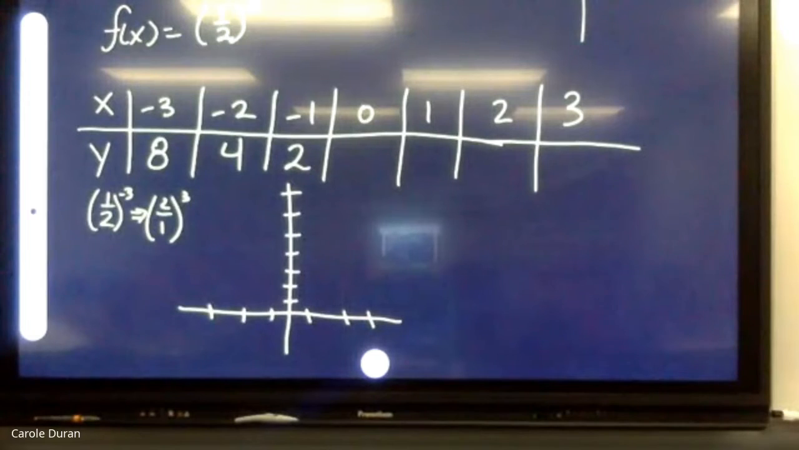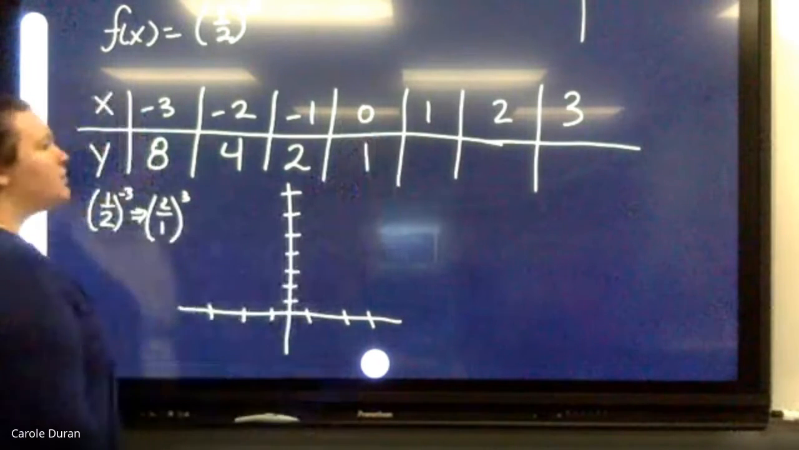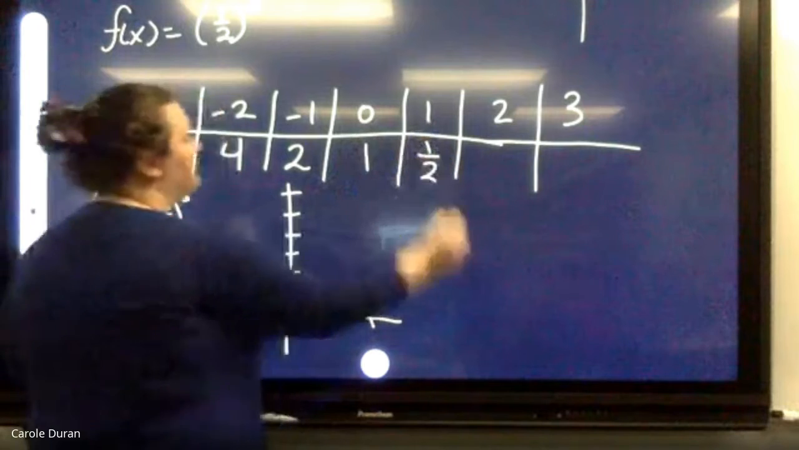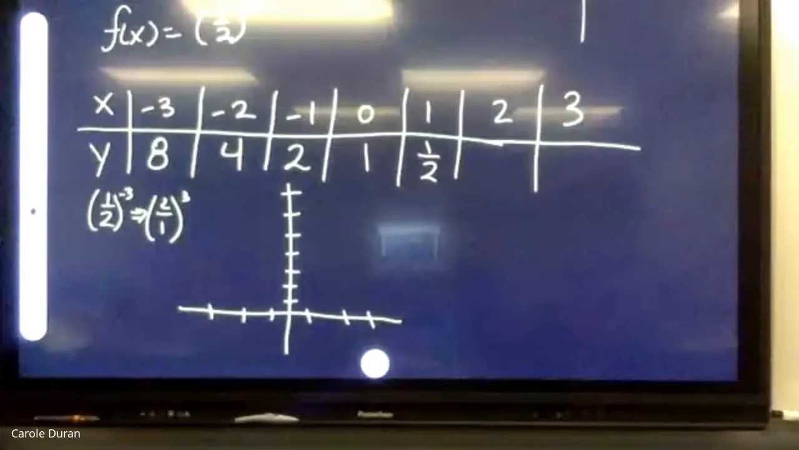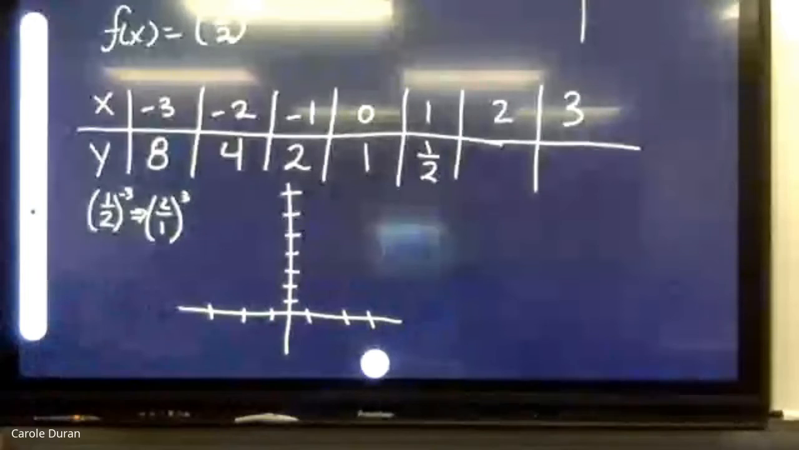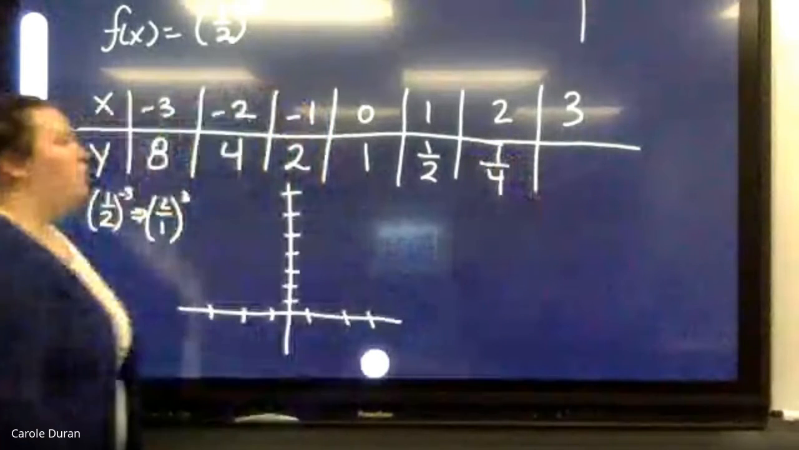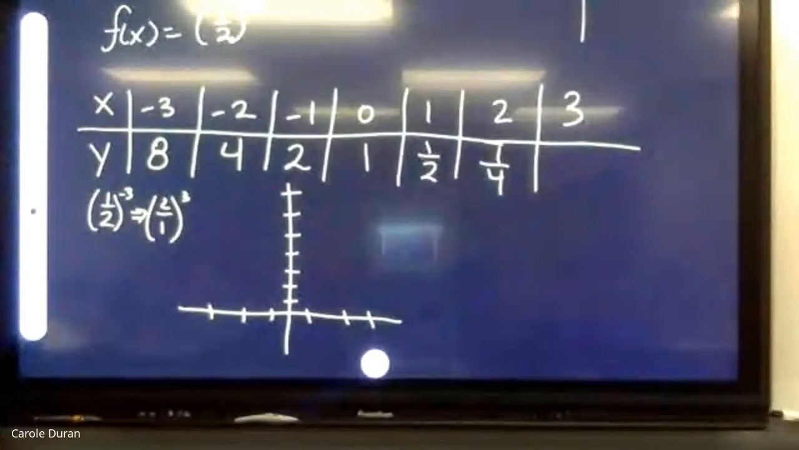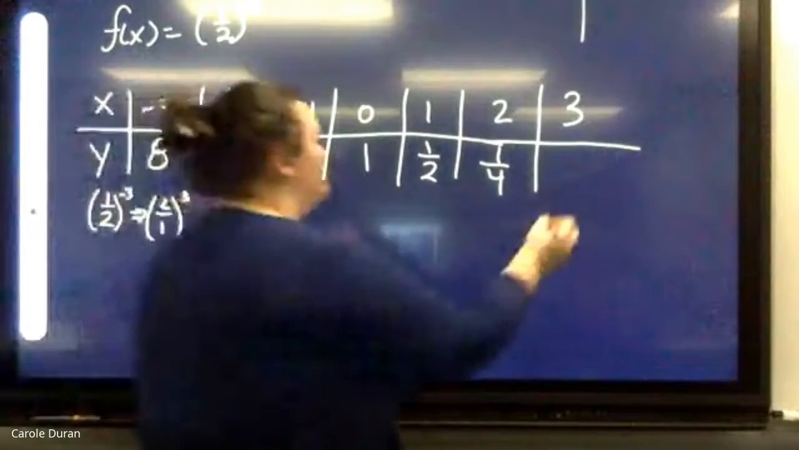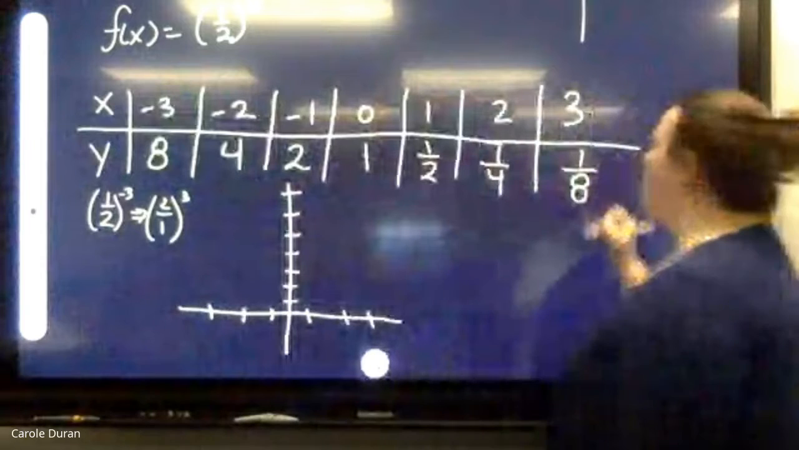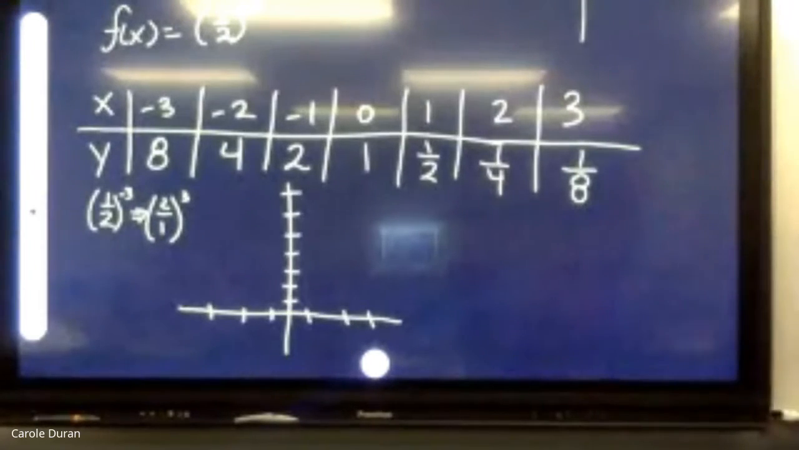1/2 to the 0 becomes what? 1. 1/2 to the 1 is 1/2. 1/2 squared is 1 squared over 2 squared, which is 1/4. And 1/2 cubed becomes 1 cubed over 2 cubed, which is 1 over 8. Once I have all of my y values, I go ahead and I plot this.